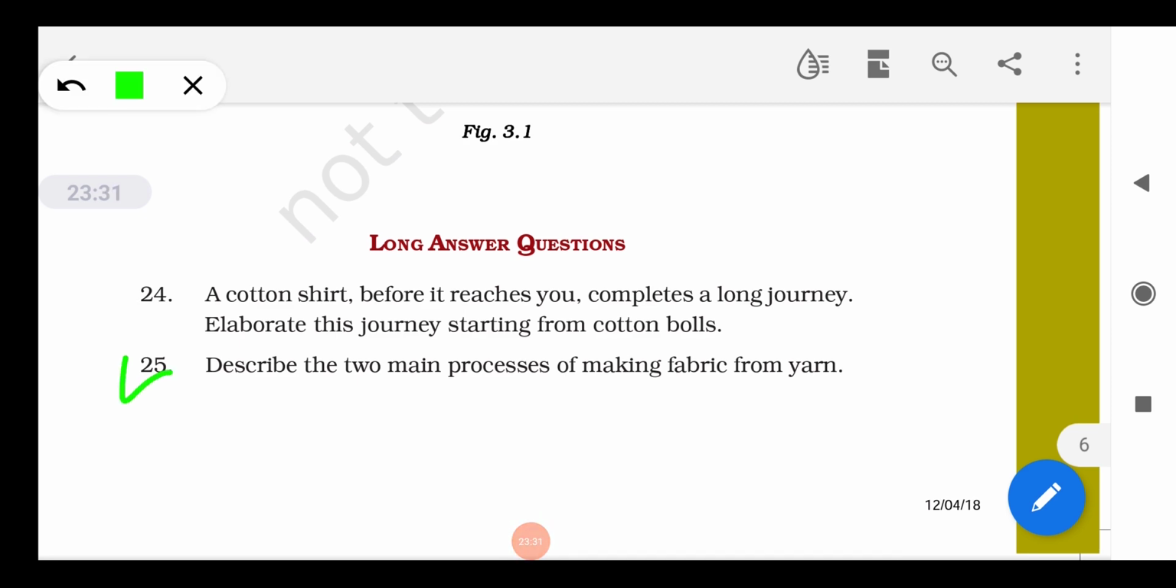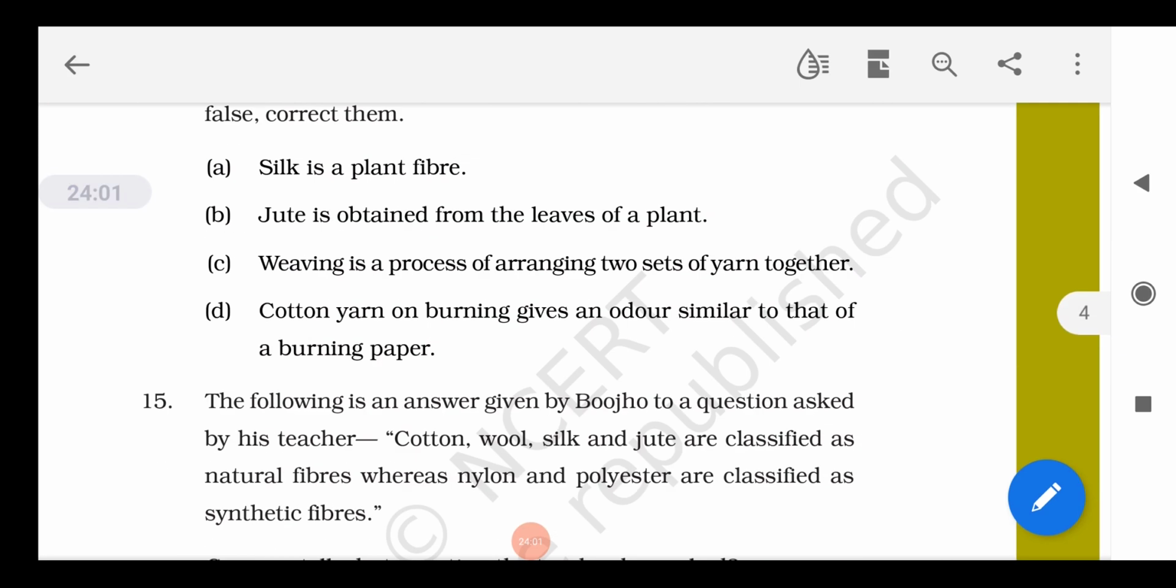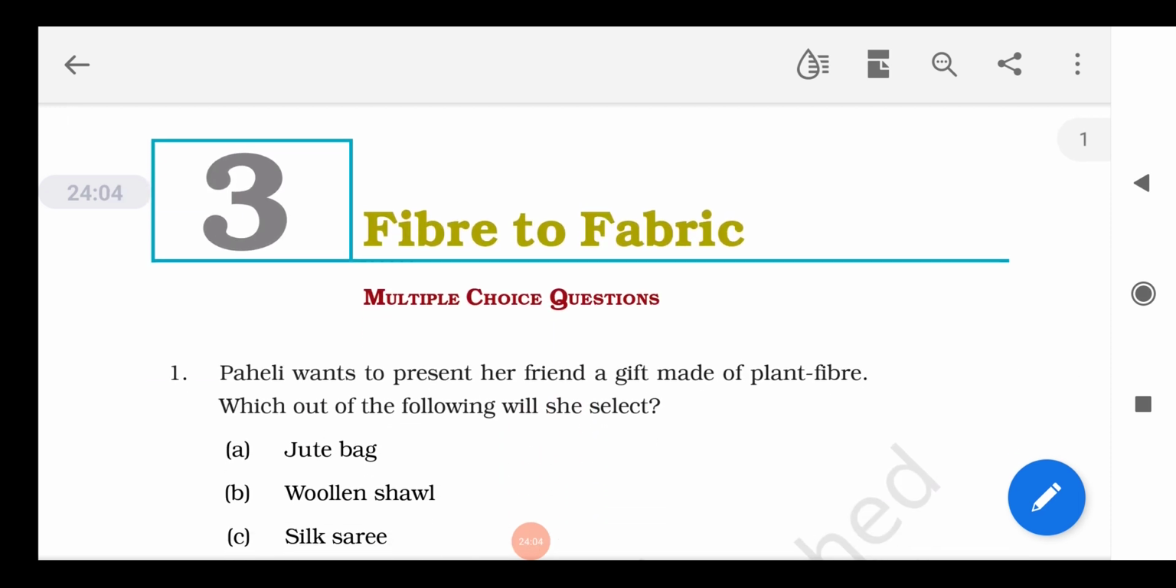Question number 25. Describe two main processes of making fabric from yarn. So fabric माने कपड़ा हमें मिलना है यार्न से, तो इसके दो तरीके बताइए. I have already told. Number one is weaving and number two is knitting. Difference is already told to you. In weaving, two sets of yarn are used. In knitting, only single yarn is used to make a piece of fabric. So this was all about NCERT exemplar problems of chapter number 3, fiber to fabric of class 6 science.